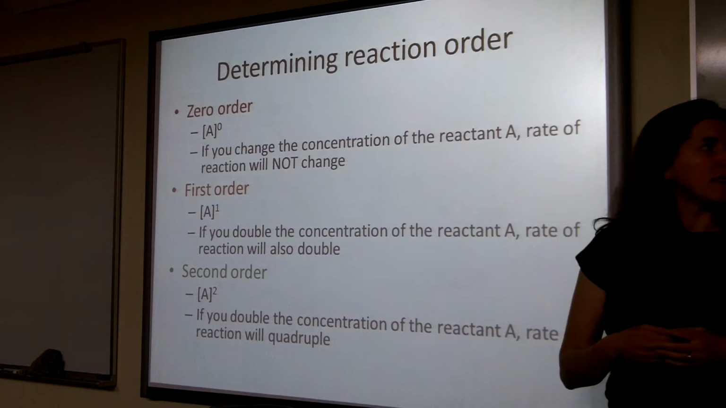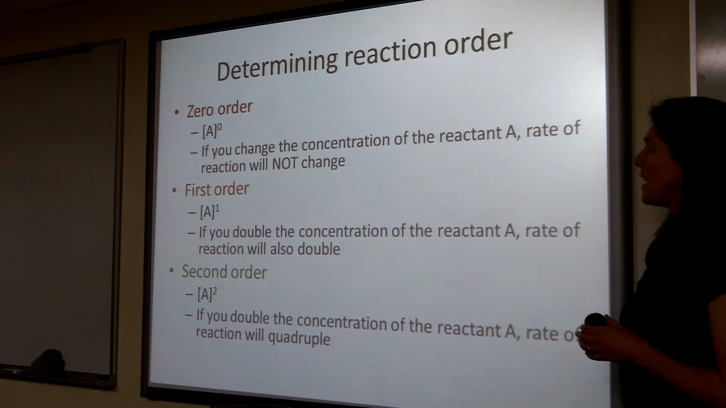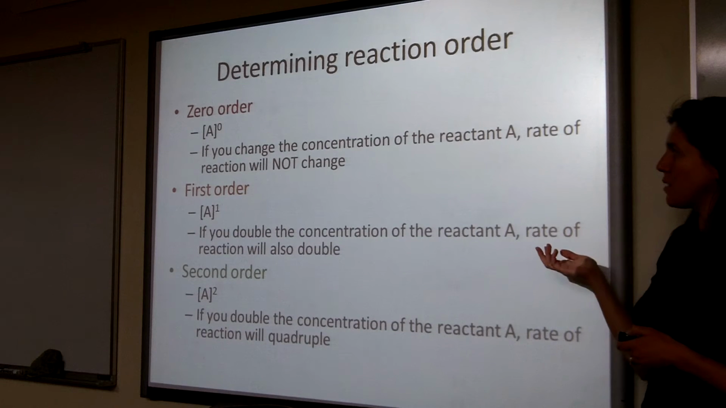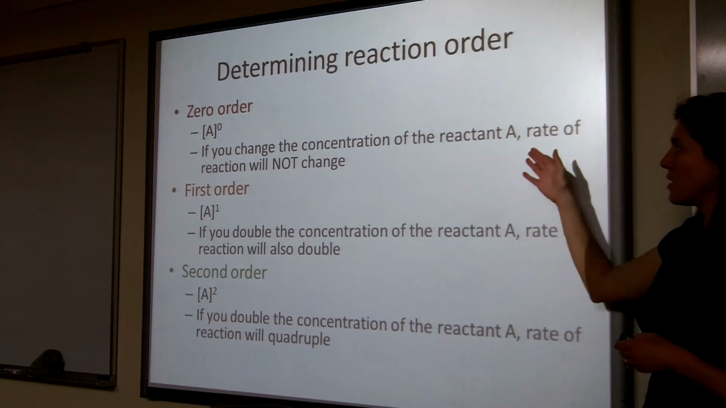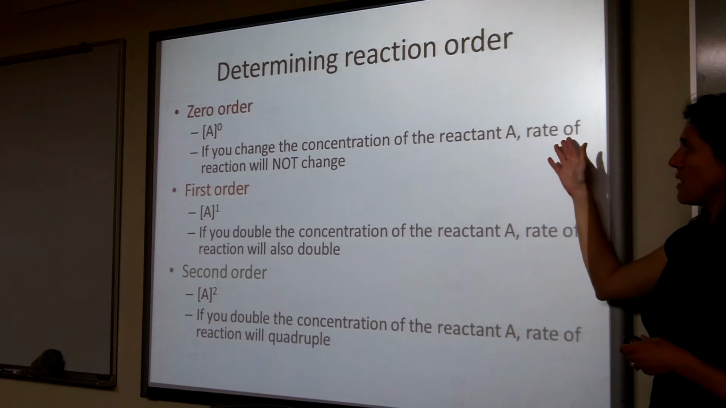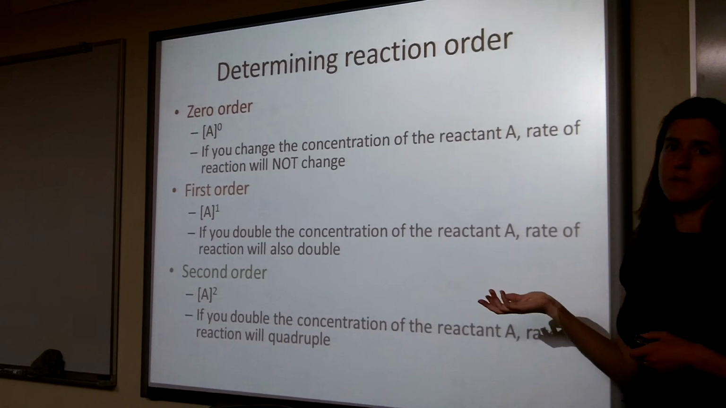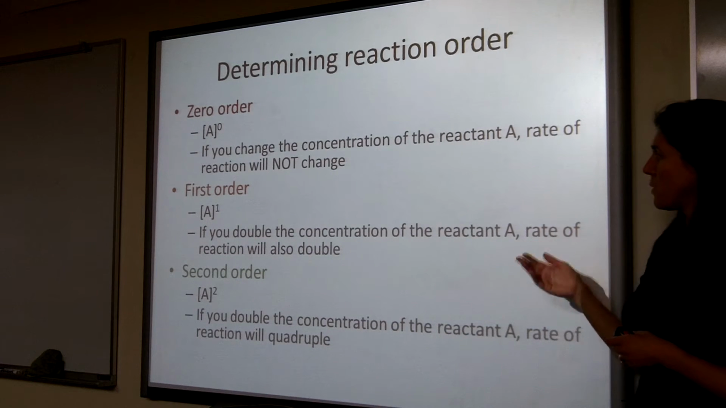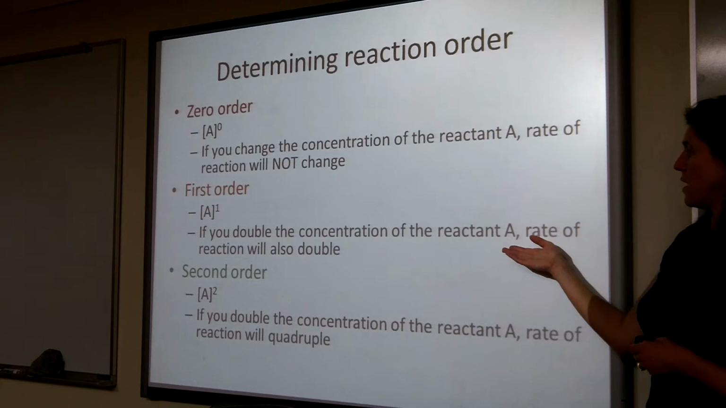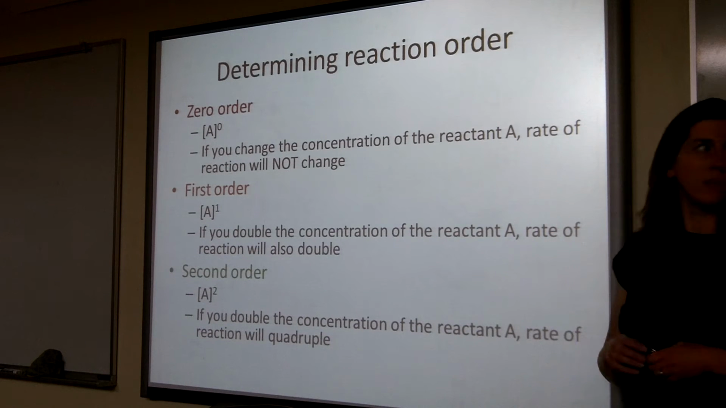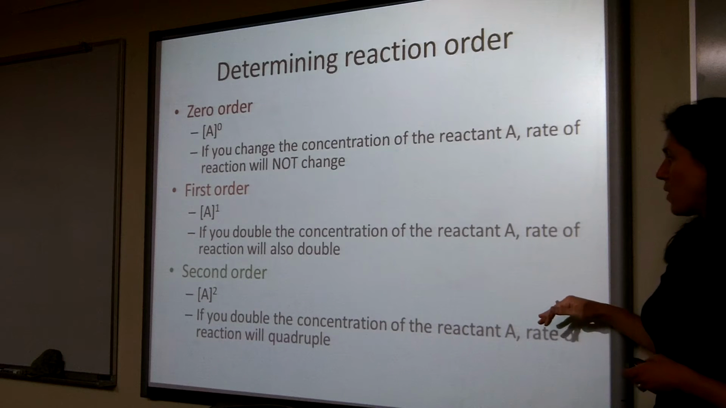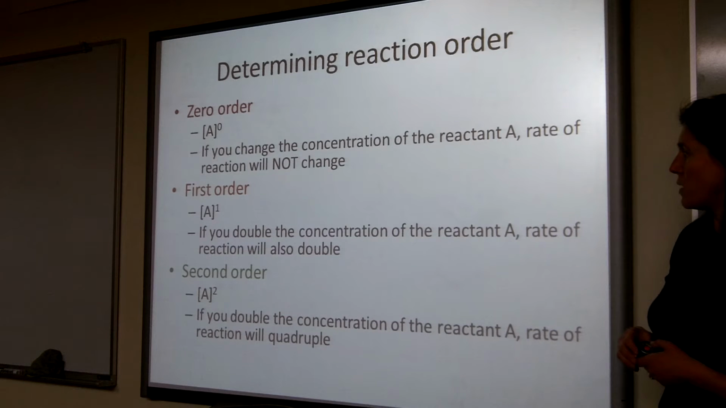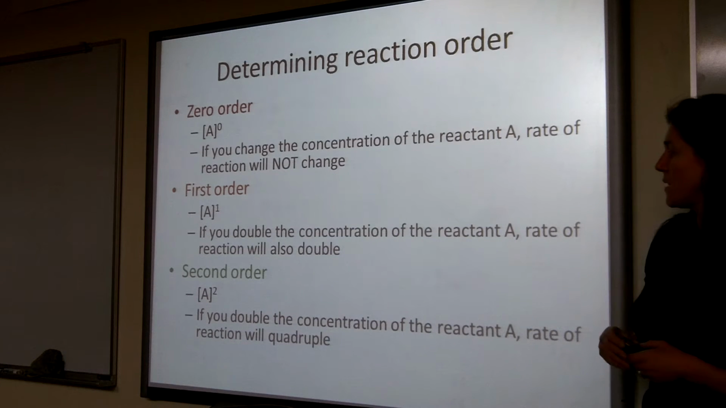Thinking about what that means, 0 order means that in the rate law the concentration is to the 0 power, and anything to the 0 power is going to be 1. So if you change the concentration of a reactant at 0 order, the rate will not change. It doesn't matter what the value is. 1st order, the concentration will be raised to the 1st power. So for example, if you double the concentration of reactant A, the rate of the reaction will also double. And if it's 2nd order, if you double the concentration of this reactant, the rate would go up by 2 squared. So it would quadruple.